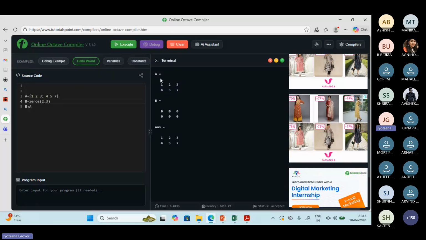See. So 0 matrix, how will you write like this? Zeros, 2 rows and 3 columns. So B has 2 rows, 3 columns, all zeros. So if you do addition, you will get the same matrix A. 1 plus 0 is 1, 2 plus 0 is 2, 3 plus 0 is 3, 4 plus 0 is 4, 5 plus 0 is 5, 7 plus 0 is 7.